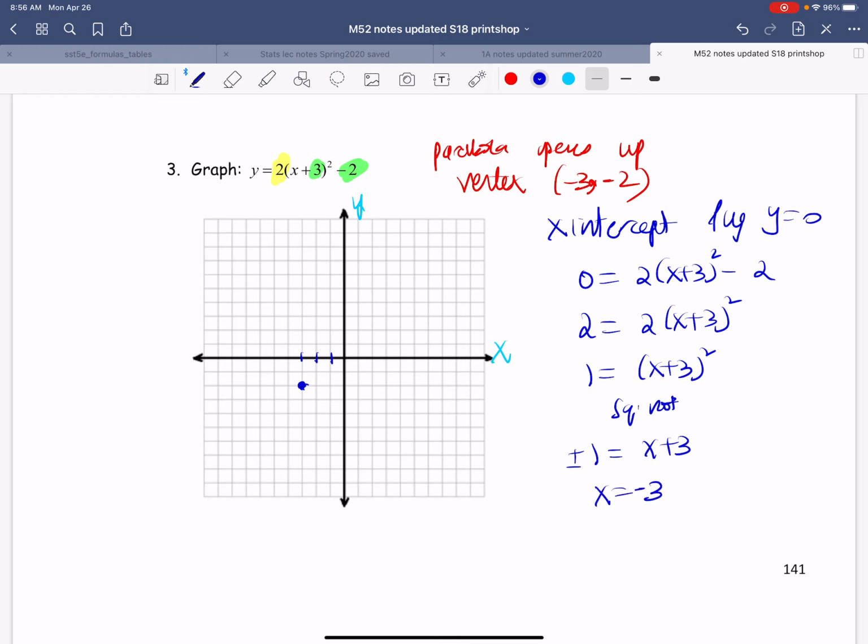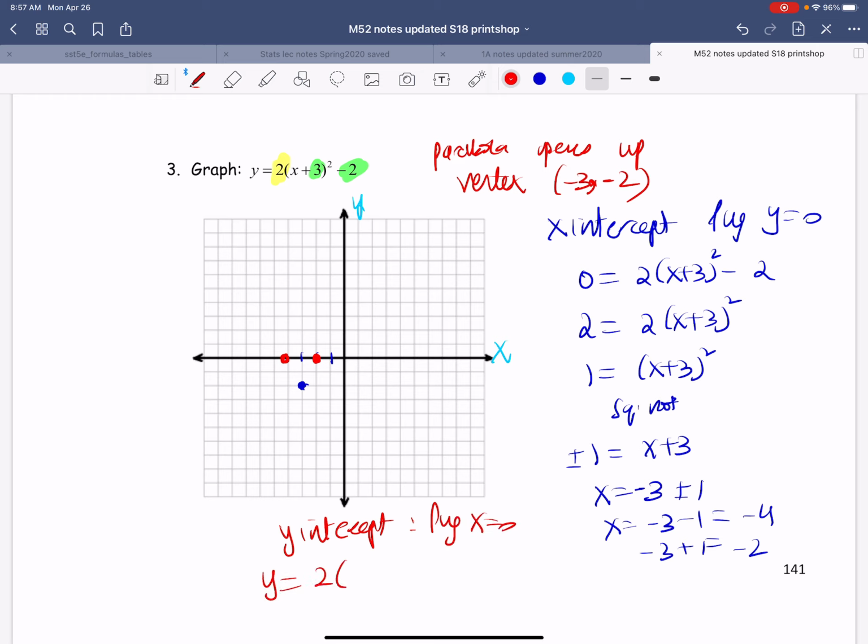x equals -3 plus or minus 1. So x equals -3 minus 1 and -3 plus 1. There are my two x-intercepts: -4 and -2. Okay, -2 and -4 are my two x-intercepts. Well, that doesn't show me a good picture of the parabola. Now I'm going to find the y-intercept. How do we find the y-intercept? Plug x equal to 0 in the given equation.